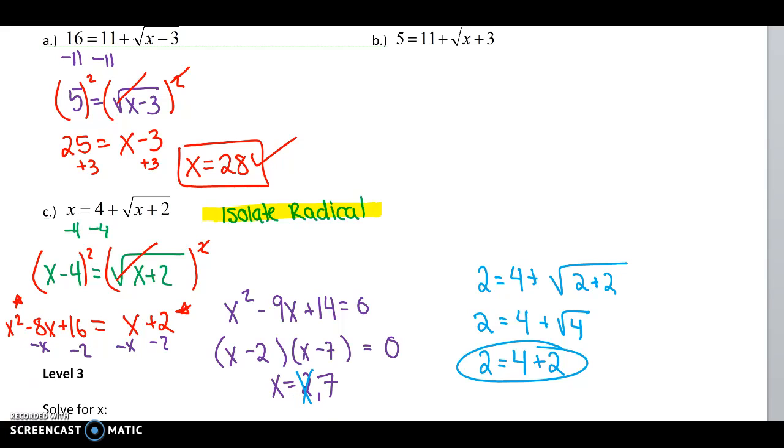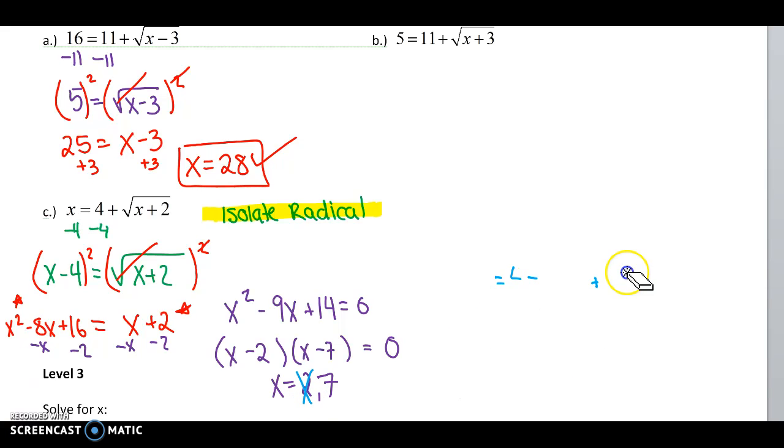So this 2 is not going to be a solution. It is going to be a solution, but it's an extraneous solution, which means it's a false solution. Now let's try it for the 7.